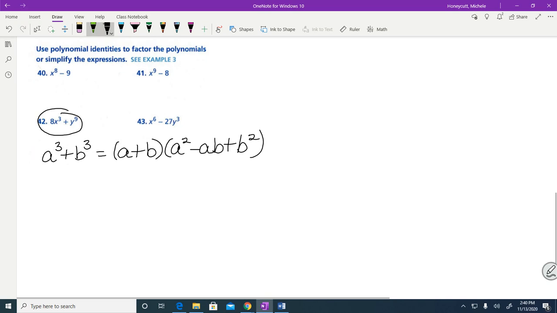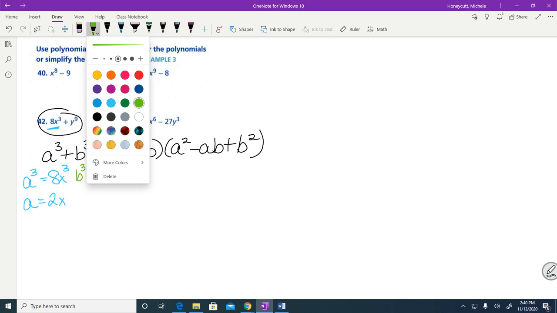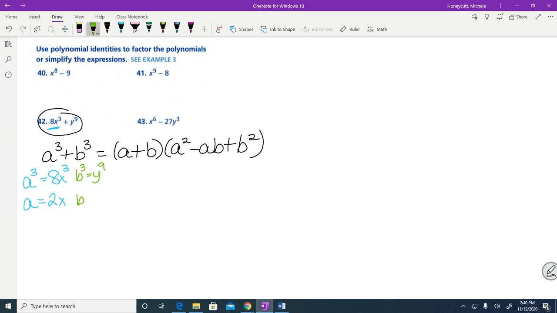So then let's go through and identify all the parts. We know that a cubed is 8x cubed. So let's think about what a is. The cubed root of 8 is 2, and the cubed root of x cubed is x. Now if b cubed equals y to the 9th, b, divide the 9 by 3 and you get 3.